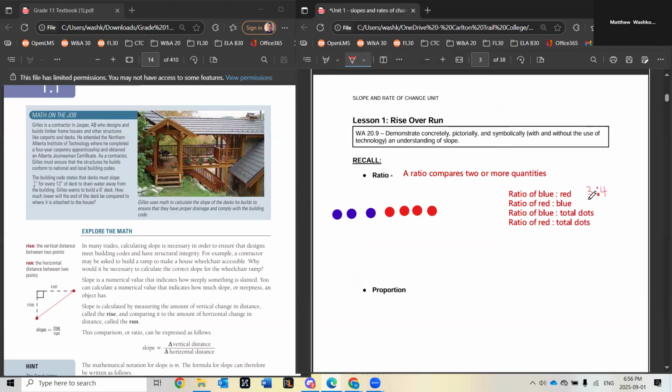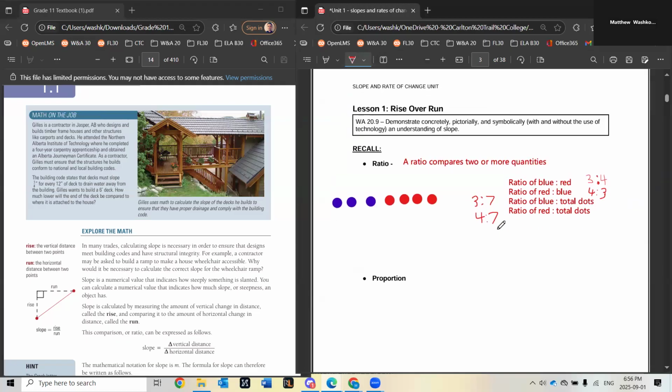Or if I go red to blue, how many red ones? There's 4 to 3. The order matters. How is the question asking it? Now these two things, 3 to 4 of blue to red, or 4 to 3 of red to blue, mean the same thing, even though they're written differently. So how we write and read it is important. If we look at the ratio of blue to total dots, well, there's 3 blue dots, but there are 7 total ones. There are 4 red dots, but there are 7 total ones. Okay, so that's what ratio is.